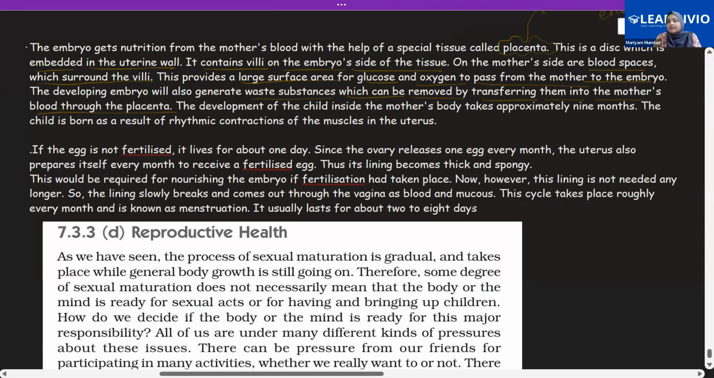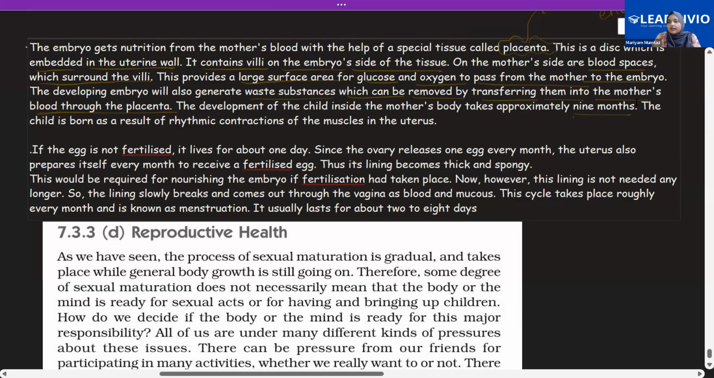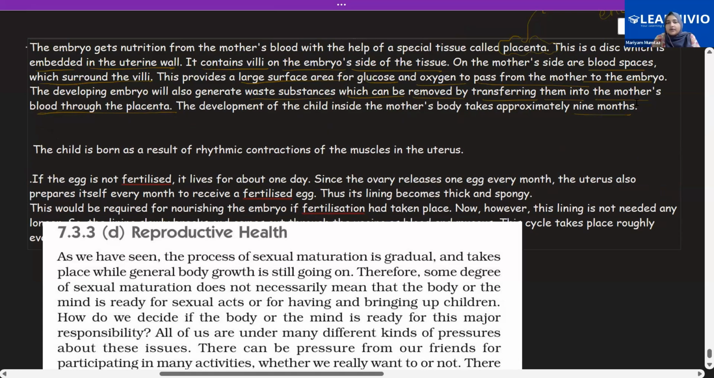So the development of the child inside the mother's body takes approximately 9 months, right? Like how I discussed it yesterday. And what did I call it? What is this process called?